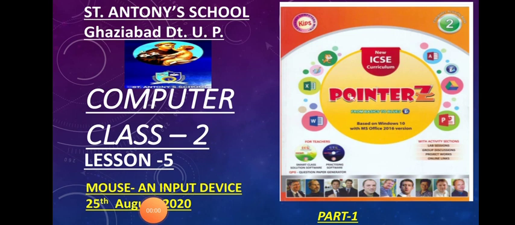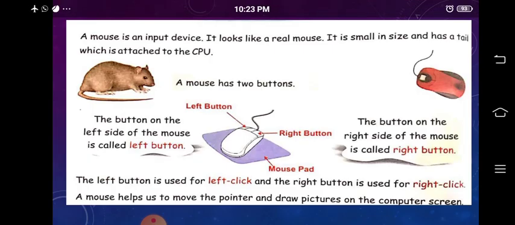Welcome to Computer Class 2, Lesson 5, Mouse and Input Device. My dear children, in this chapter we will be discussing the mouse and its types, flipping the right and left button of the mouse, and the function of the mouse buttons. So let us move to the explanation of the chapter now.